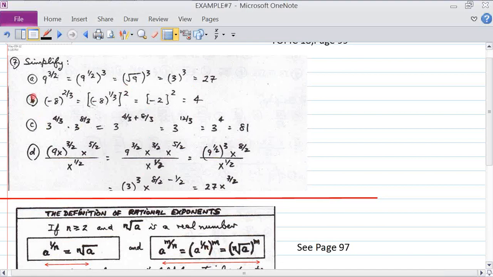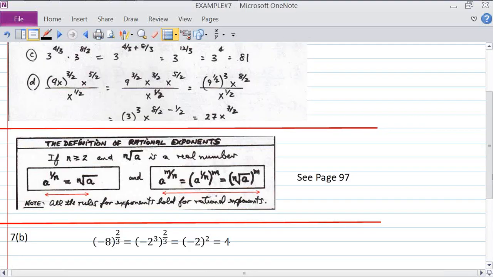So that's part A. In part B, we've got minus 8 to the 2/3, and again, we're going to break this down. Instead of 2/3, we're going to write this as minus 8 to the 1/3, and 2 here. Because of this 3 here, I'm going from here to here. Now, the minus 8 to the 1/3 is the cube root of minus 8. And the cube root of minus 8 is minus 2. But then I've got to square it, so I get 4.